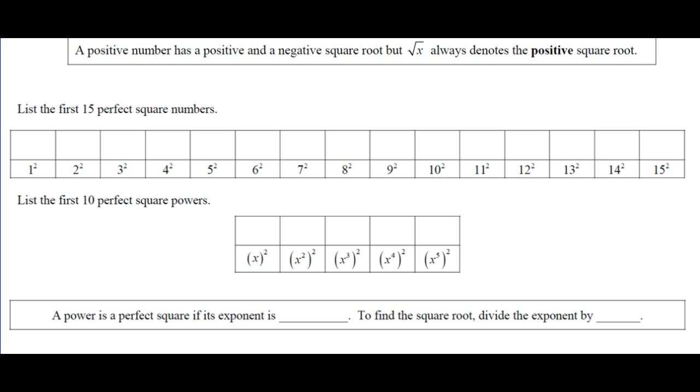List the first 15 perfect square numbers. Okay, so go as far as you can. You should be able to list these guys. And even if you don't have them memorized, the first 15, you should memorize these, right? Like you should know that 49 is a perfect square, right? So we got 1, 4, 9.